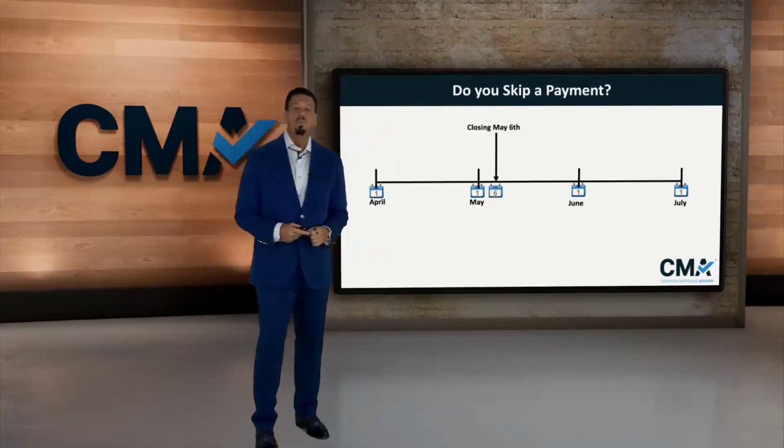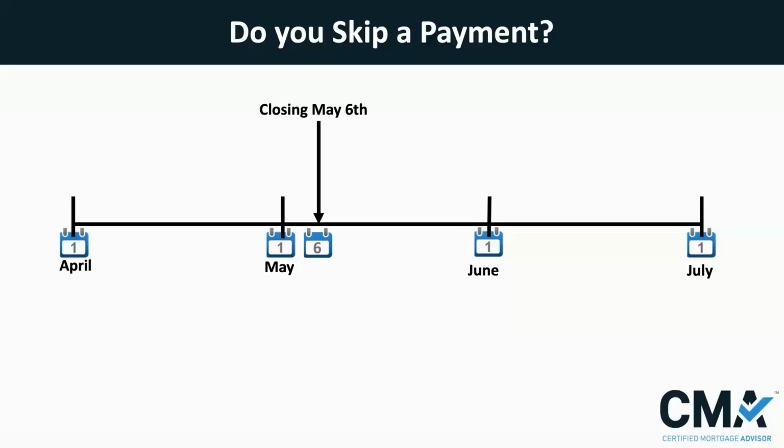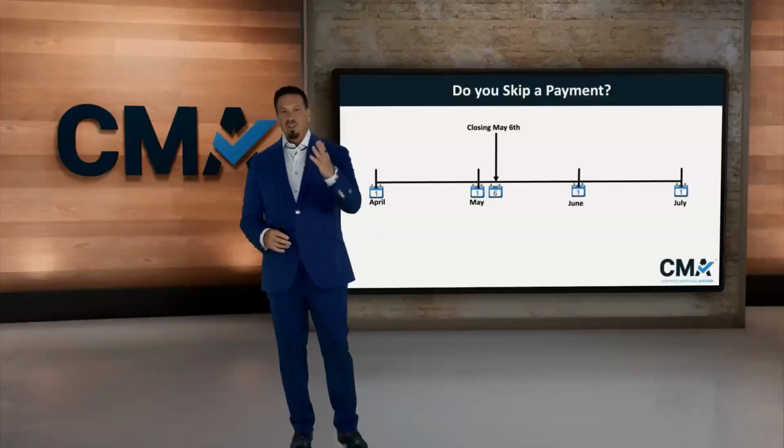So let's pick any point in time. Let's say my customer is closing on May the 6th. What you have to understand about a mortgage payment is the mortgage payment is interest, which means it's paid in arrears. It's a fancy way of saying it's paid after the money's used. So here's an example.